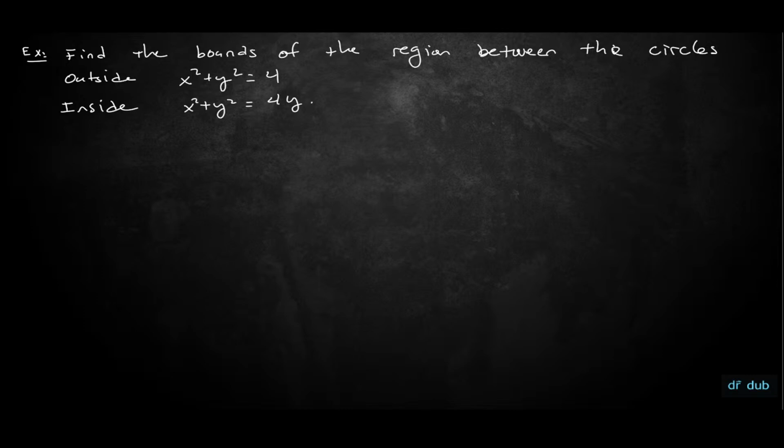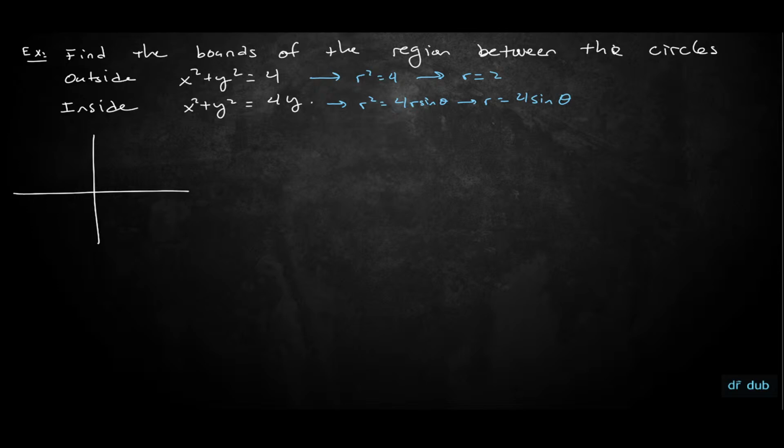So what do these two circles look like? I guess I could represent them with polar coordinates first. So this is r squared equals 4, or r equals 2. This is r squared equals 4r sine theta, or we could say r equals 4 sine theta. So that's their polar coordinate representations, but now let's graph them.